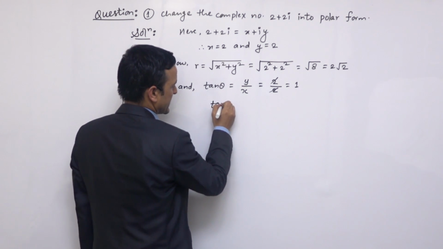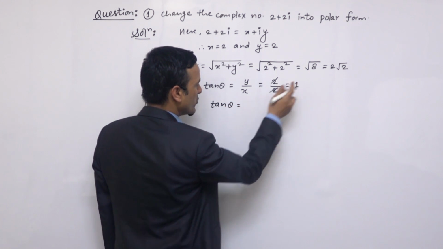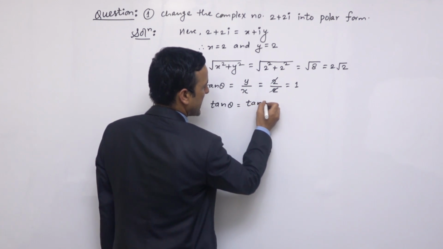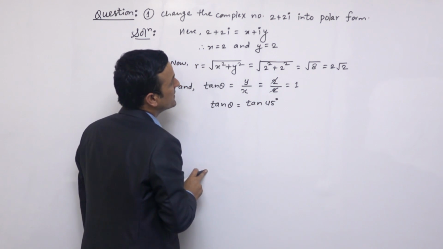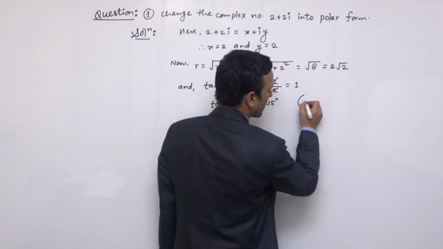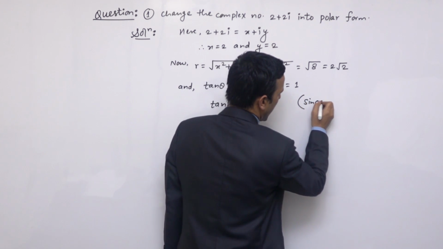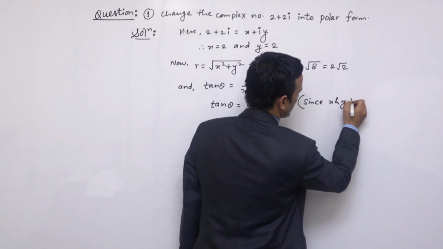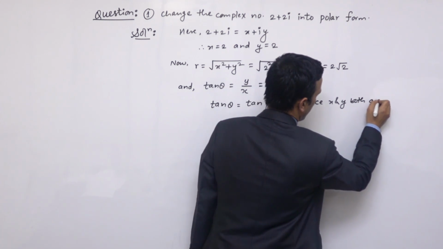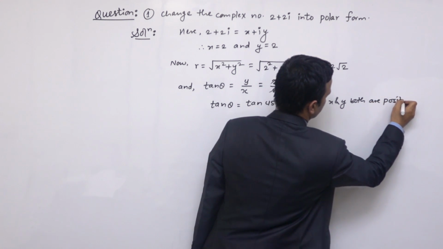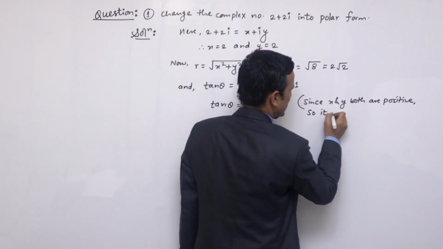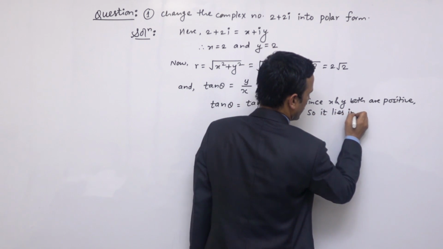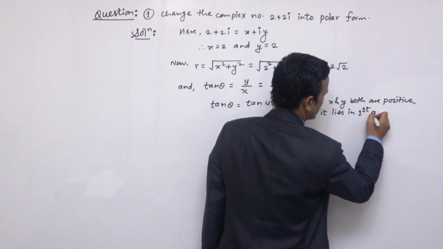So here is tan theta, and the value of 1 in terms of tan is 45 degree. Here, since x and y both are positive, so it lies in first quadrant.